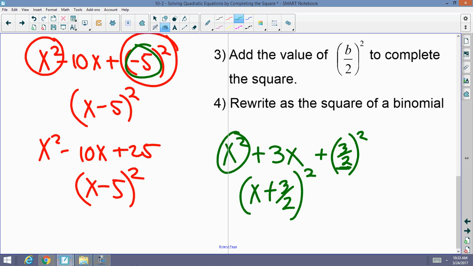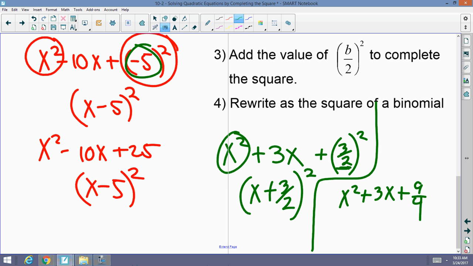That's not bad, right? Now let's look at how some other teachers teach it, which is nothing wrong with that, and how other students want to do it, which is nothing wrong with that. You decide what you think is easier. I could rewrite this also as x squared plus 3x plus 9/4.